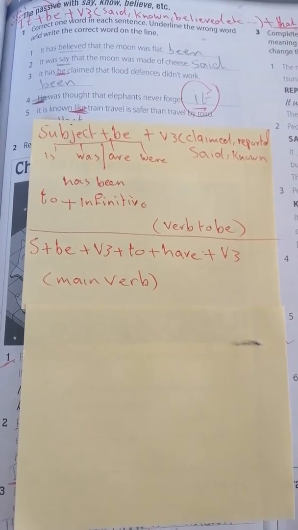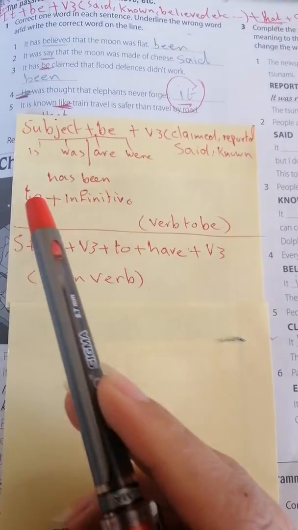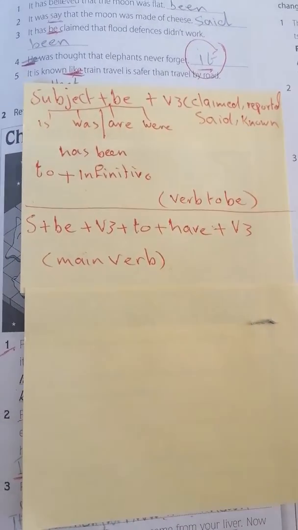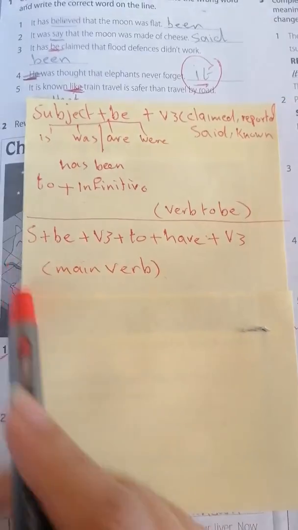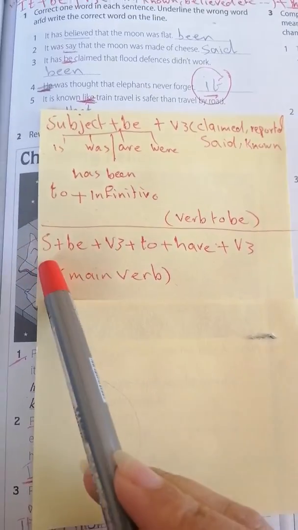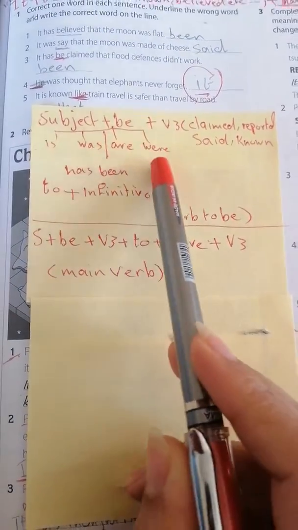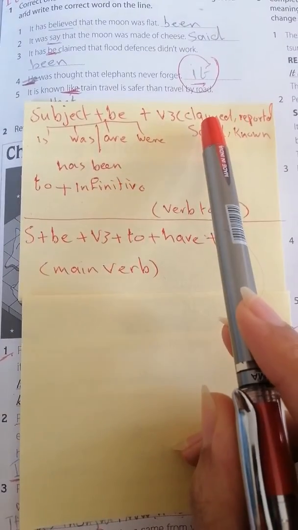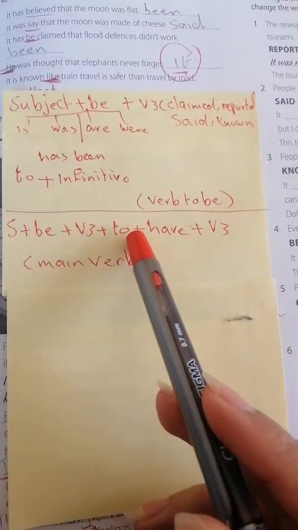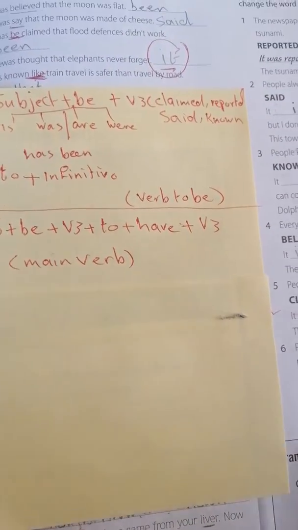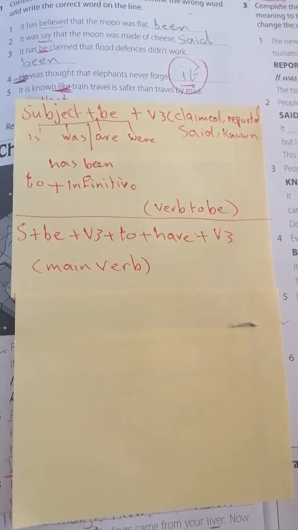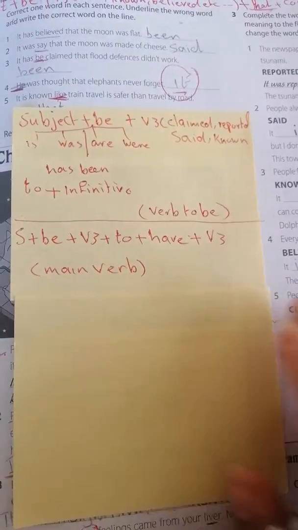Now the other rule is the same, but instead of using to plus infinitive, I use have plus verb 3. When do I use have plus verb 3? When I have a main verb in the second part of the sentence. Again I should have the subject and then be, is, was, are, or were, and then verb 3, which is either claimed, reported, said, known, thought, and then to have and verb 3, where the main verb is already in the sentence. Okay, let's do some exercises in order to understand.